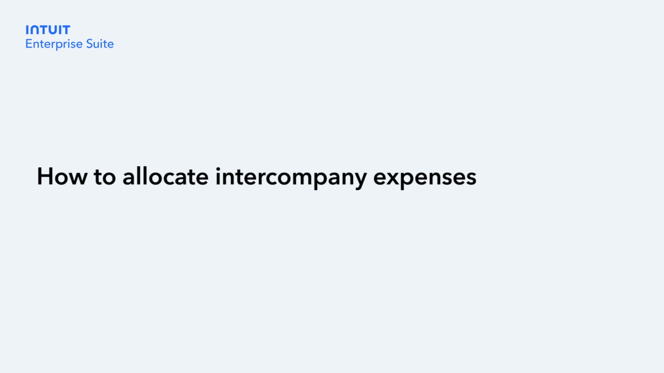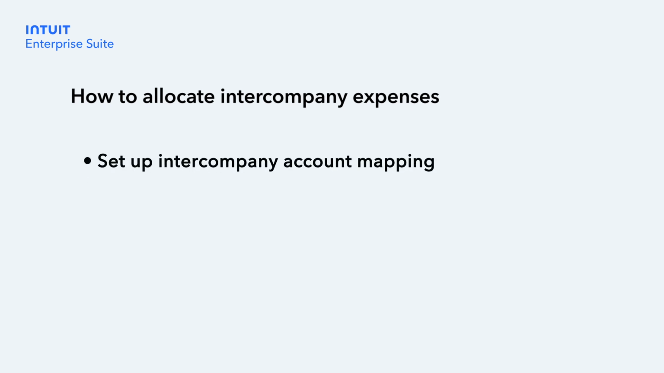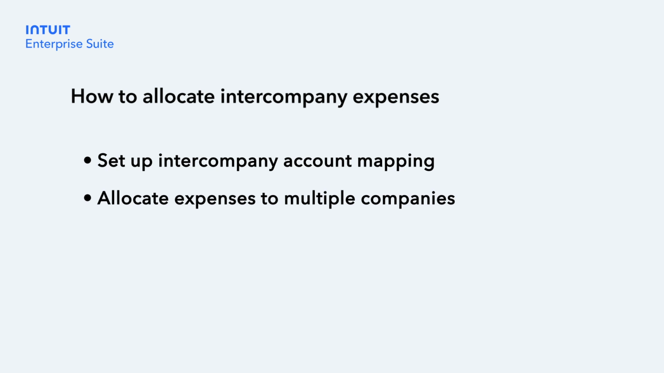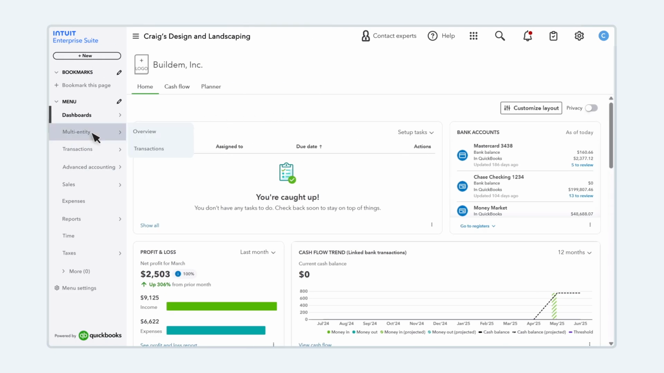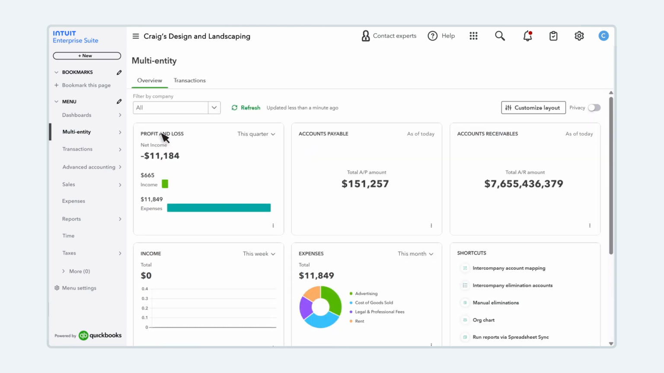With Intuit Enterprise Suite, you can record expenses and allocate them so they appear in the financial statements for other companies. We'll go over how to set up intercompany account mapping for allocations, and then you'll see how to allocate expenses to multiple companies. Select Multi-Entity, Overview. Then select Intercompany Account Mapping.